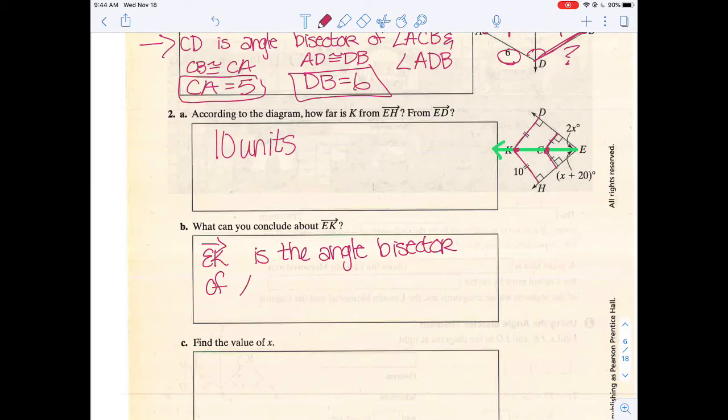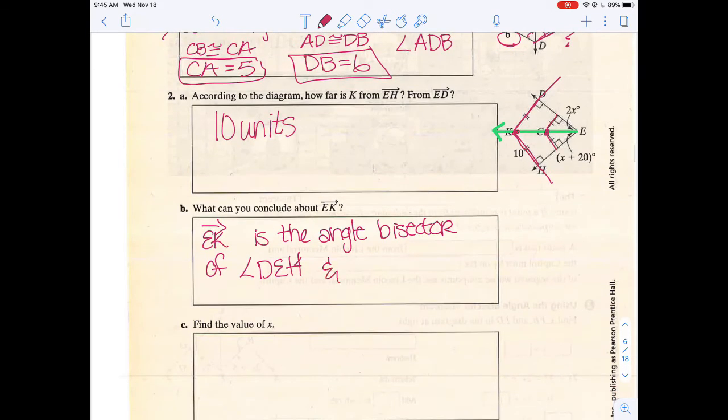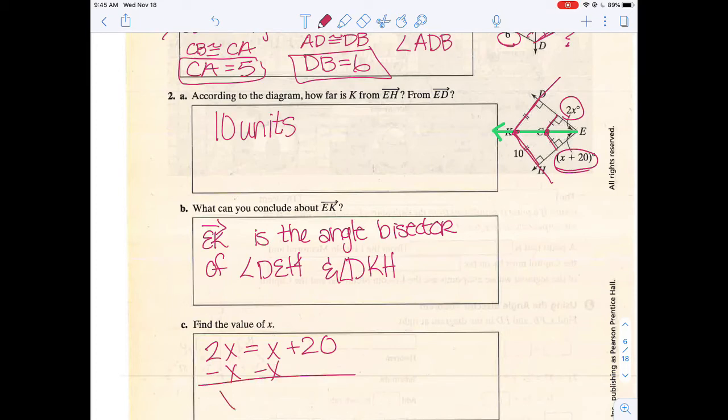of angle DEH. And then if we look at it this way, it would also be the angle bisector of DKH. Alright, and then because we know that, we can find the value of x because these two have to be equal since it splits them in half. 2x equals x plus 20. If you subtract x, x equals 20.